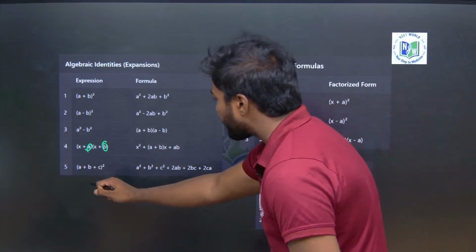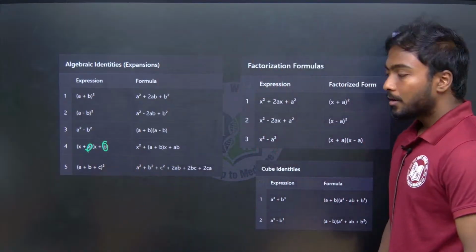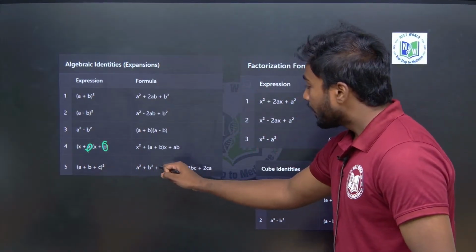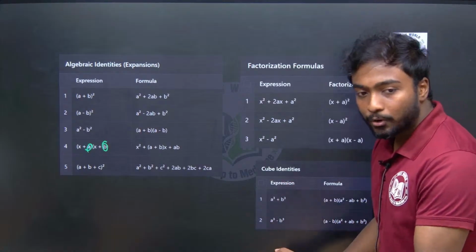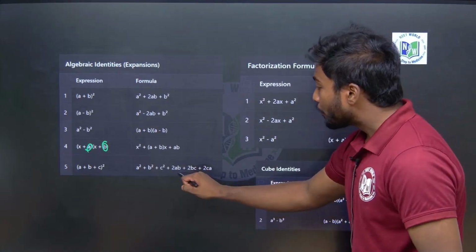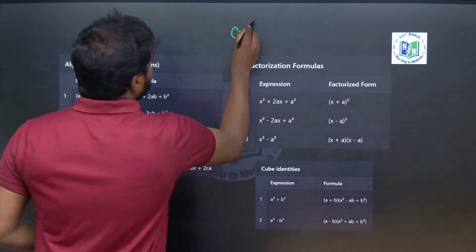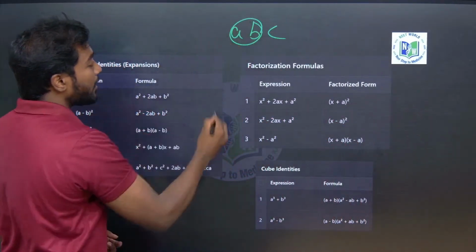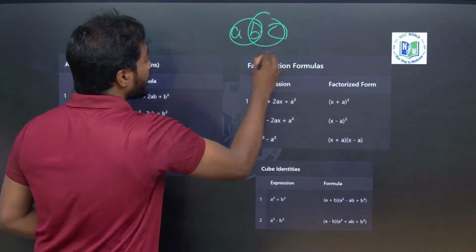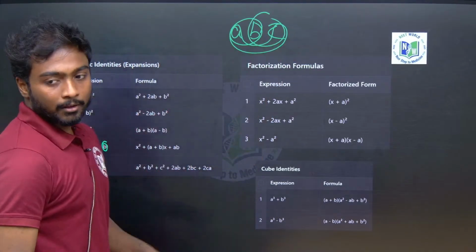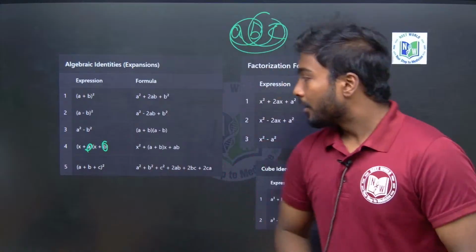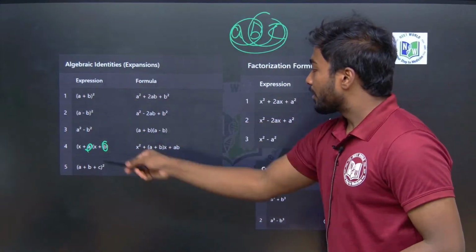Next is (a + b + c) the whole square: a square plus b square plus c square plus 2ab plus 2bc plus 2ca. Like this, a, b, c are there; first you take ab, next bc, and then ca. Okay, this is how we will use the formulas. So 5 formulas we have seen.